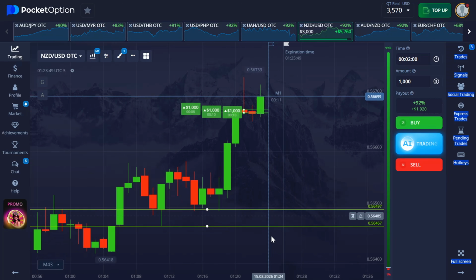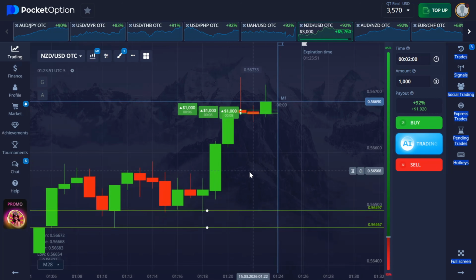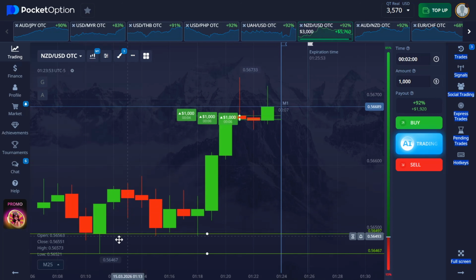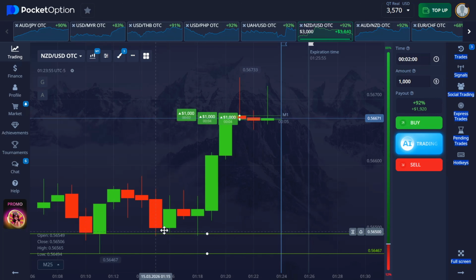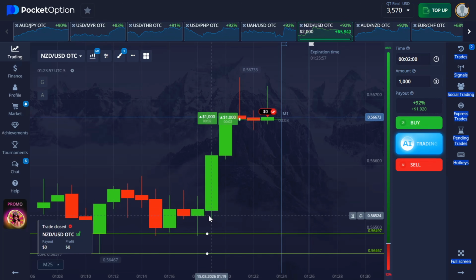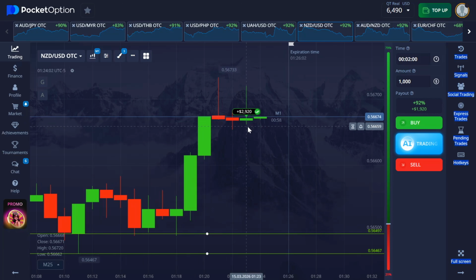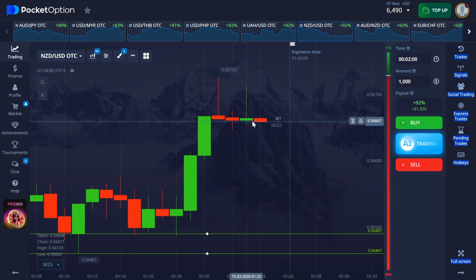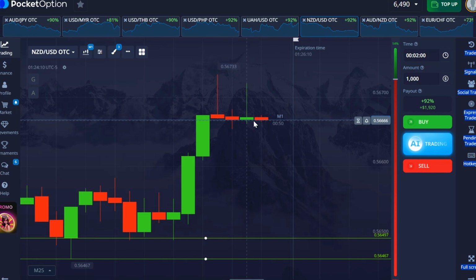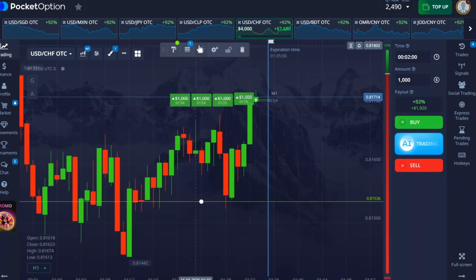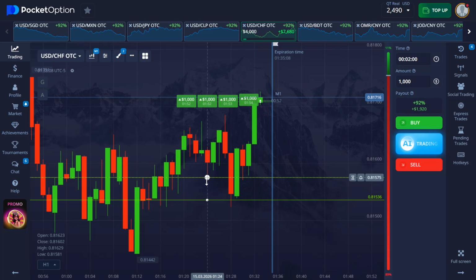But let's run back to the level area. You see the first touch, second touch, rejection right here. See that, guys? It becomes risky, but it seems as if I won 2 trades and lost 1, which is fine. I lose 1 trade and win 2, so that's fine. I'm still in profit.